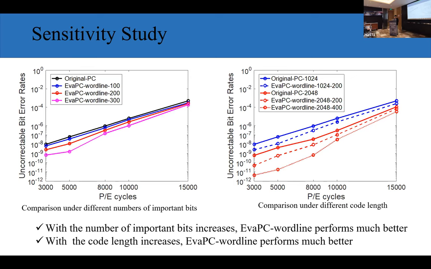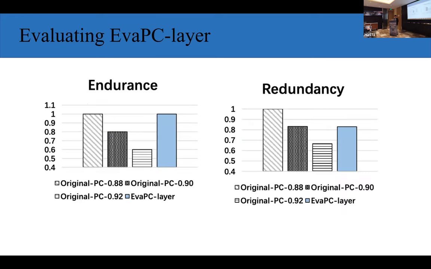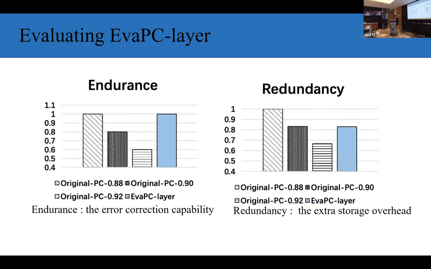The evaluation on ERPC layer. Here we analyze the trade-off between reliability and redundancy. The reliability evaluates the error correction capability of polar code, while redundancy evaluates the storage space spent on polar code. The figure shows the result normalized to original PC with 0.88 code weight.